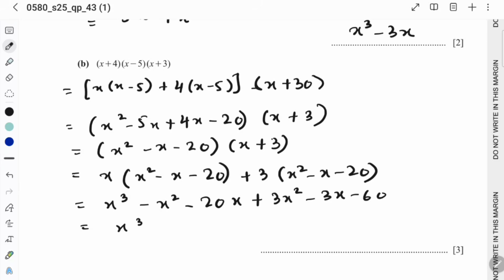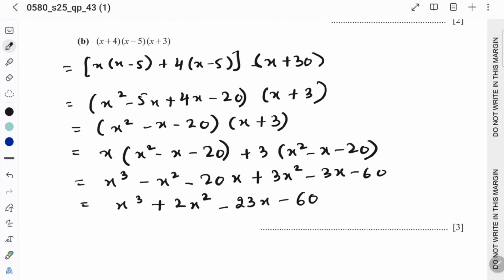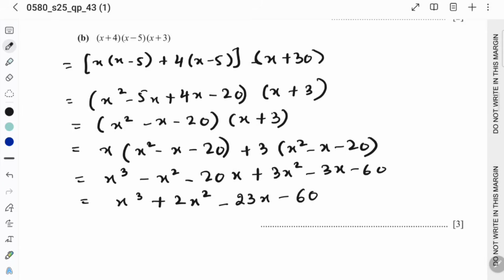Now it will become x cube plus 2x square, because you have plus 3x square and minus x square. Now for the x terms, both are negative, so you add them but write down the negative sign. So that is 23x and minus 60, because 60 is a constant and we just have 1 here, so there is no pair. So x cube plus 2x square minus 23x minus 60.